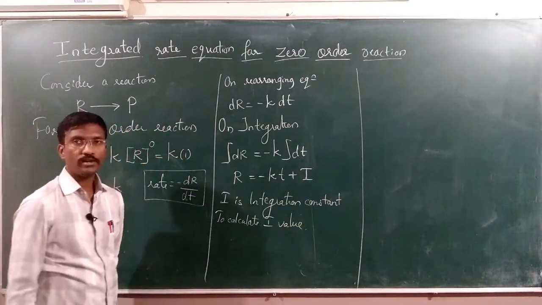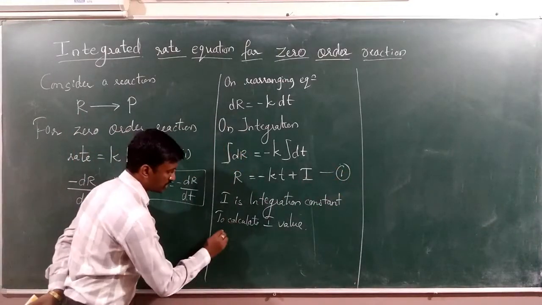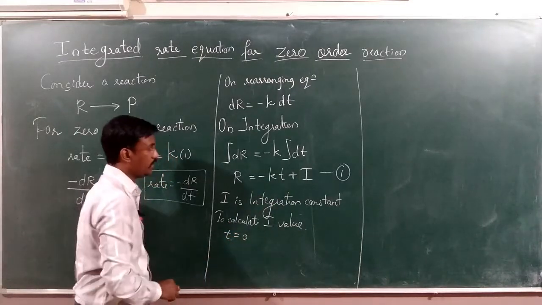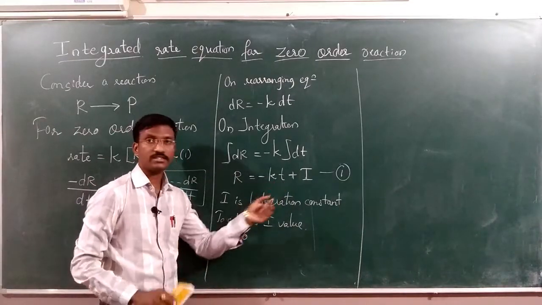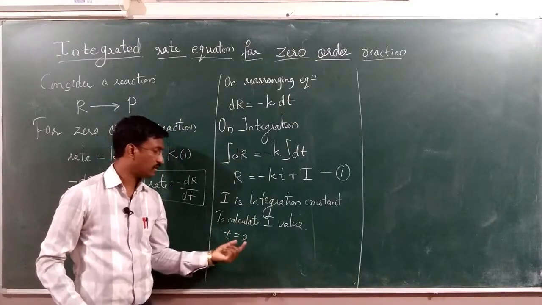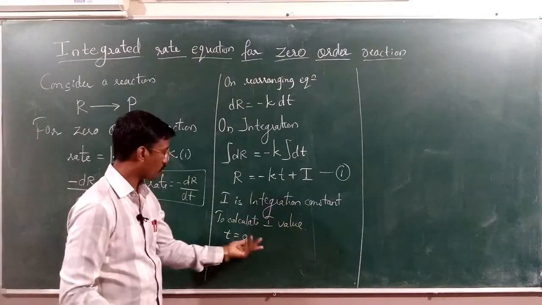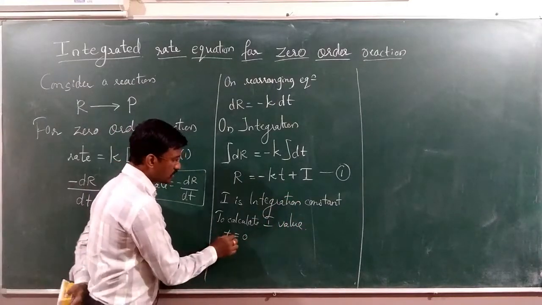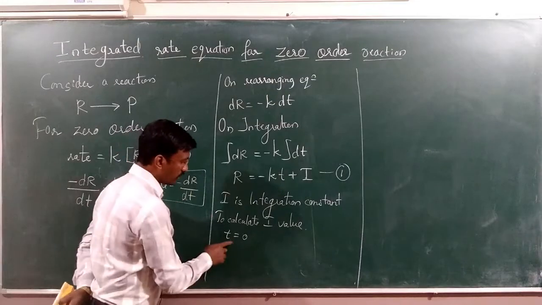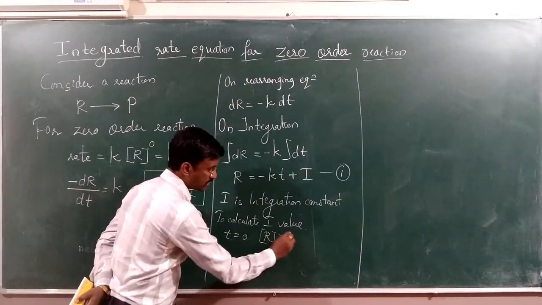To calculate the I value, consider this as equation 1 and put t equal to 0. When the time is 0, the reaction has not begun. When the reaction begins, then we start the time: first, second, third, 4, 5, 6, like that. If the time is 0, the reaction has not progressed. It means when the time is 0, the concentration of reactant R becomes R0.